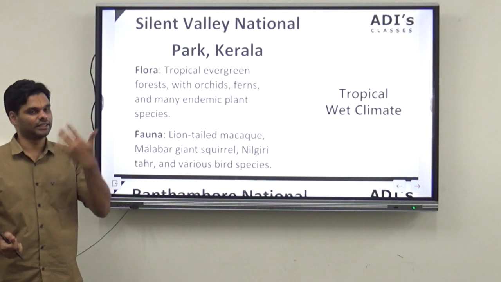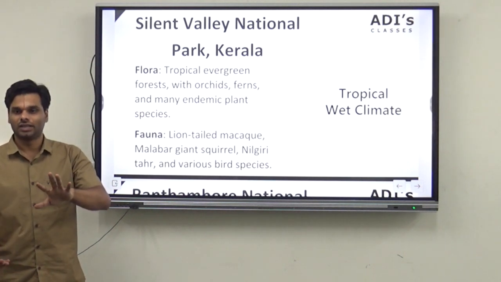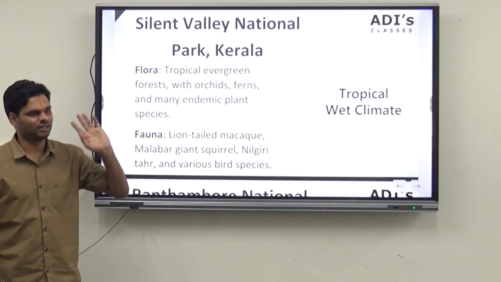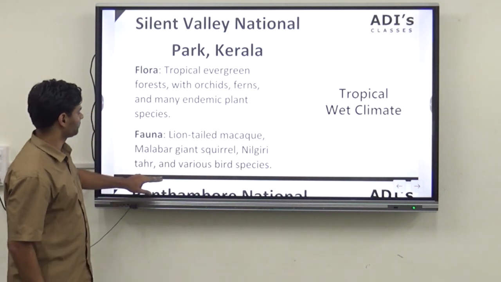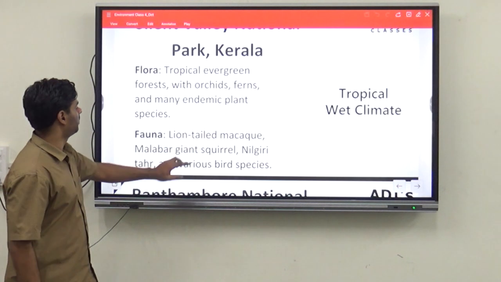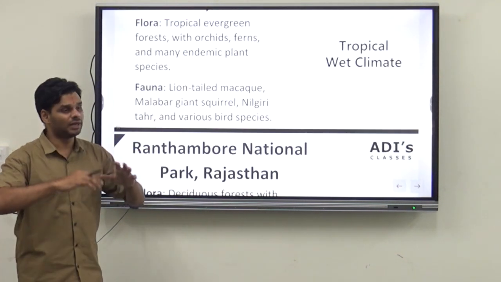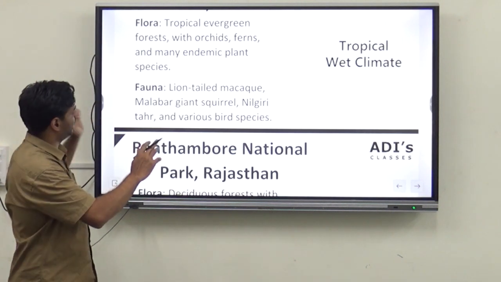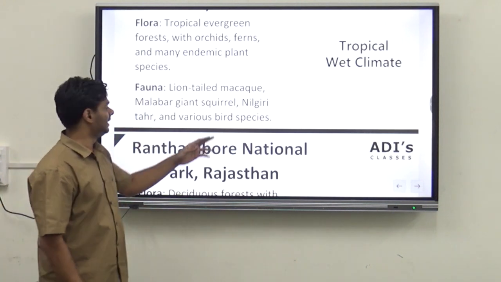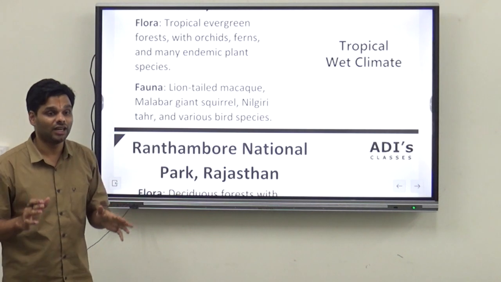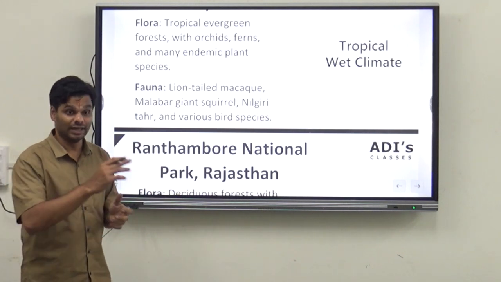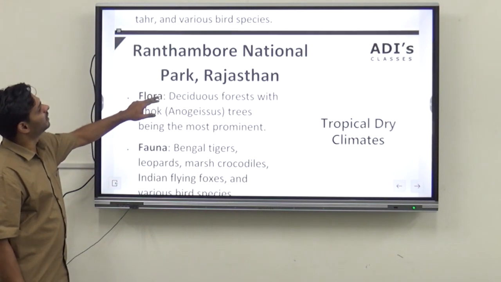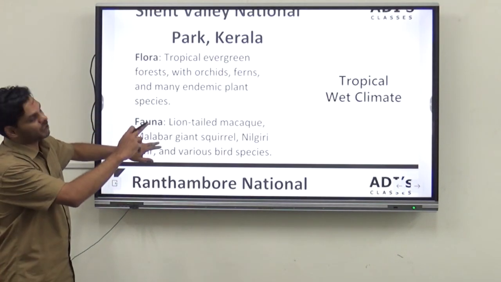And also, like we discussed yesterday, frogs and other small amphibians and insects we keep getting even today. Again, you're talking about lion-tailed macaques because it's the same region. Malabar giant squirrel is found there also. Then Nilgiri tahr. You know what a tahr is? A tahr is a goat. And various bird species. So you understood, this is also the same tropical wet climate.